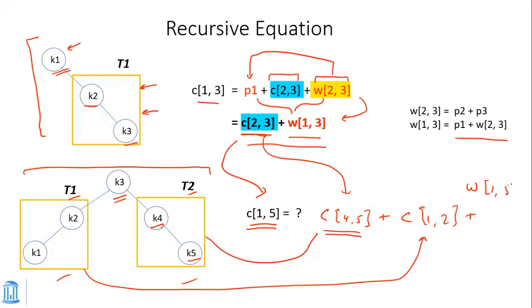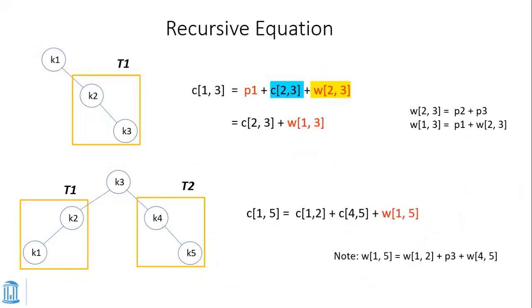Weight of 1 through 5. Yeah. Earlier we just had the weight of 1 to 3. Now we're going to look at the weights from 1 to 5. I hope everybody was able to follow that. If you followed up till here, this extension to 2 subtrees hopefully should not be that difficult.